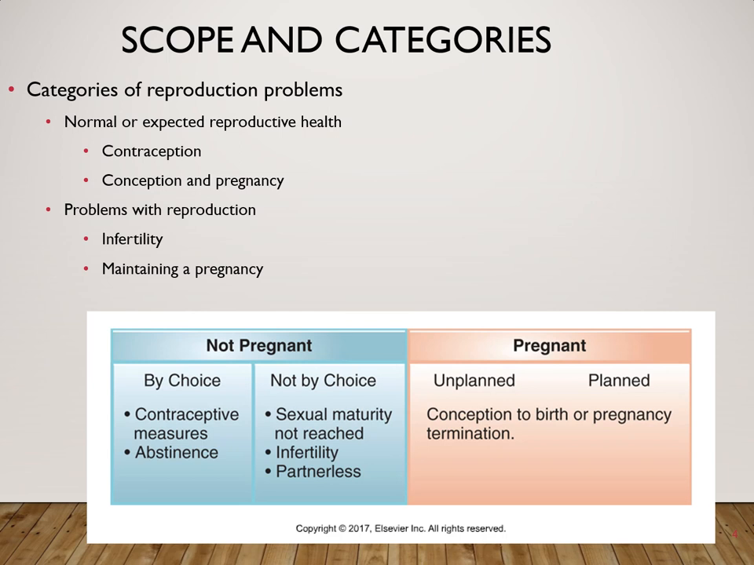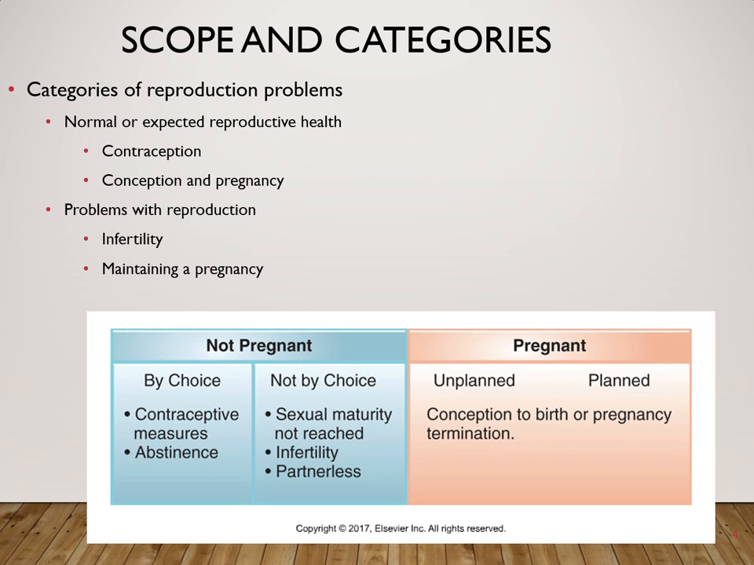The non-pregnant by choice is very simple. The woman decides that she doesn't want to have children. And as a result of that, she will take measures to maintain the non-pregnant state, by using contraceptive measures, because not all of them will be taken, or by abstinence.